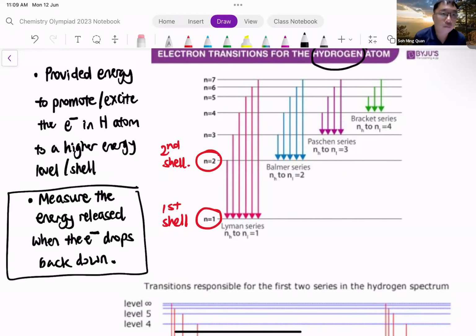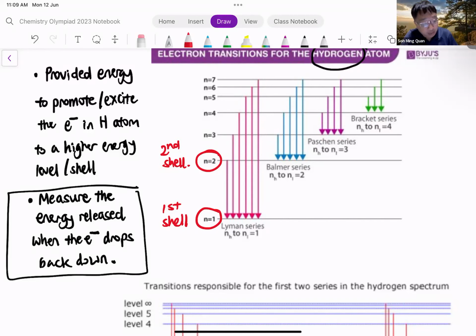Now, initially when scientists did this, they thought that they're just going to get a mess. They're just going to get a variety of energies released. That means the electron will release a variable amount of energy. But as it turns out, it's not so variable after all. There are definite amounts of energy being released. And so now let's go through these.